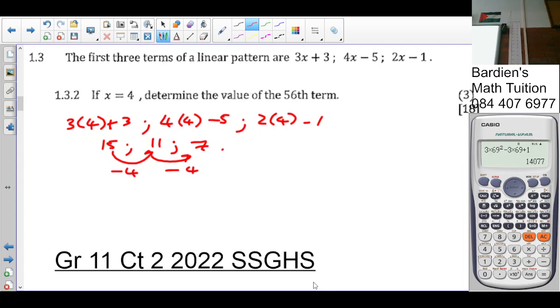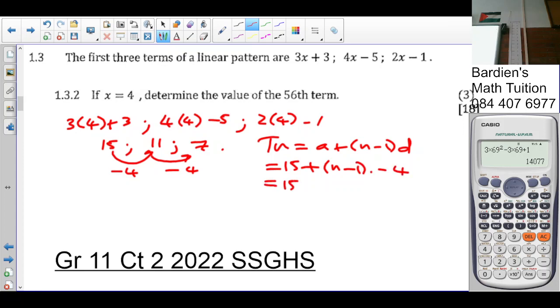Can you see that? So my general term is Tn is equal to a plus n minus 1 d. Again, I don't need to write that formula down. My first term is 15, which is my a value, plus n minus 1 times negative 4. So it's going to be 15 minus 4n plus 4. So it's minus 4n plus 19. My mistake, sorry. Minus 4n plus 19, is that correct?